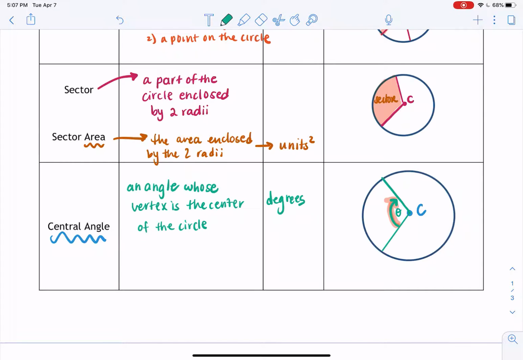Now make sure you have this vocabulary down, because we're about to use this for figuring out something. How do we figure out sector area? So pause your video if you need to. Finish copying this down, because I'm going to move over to another document.